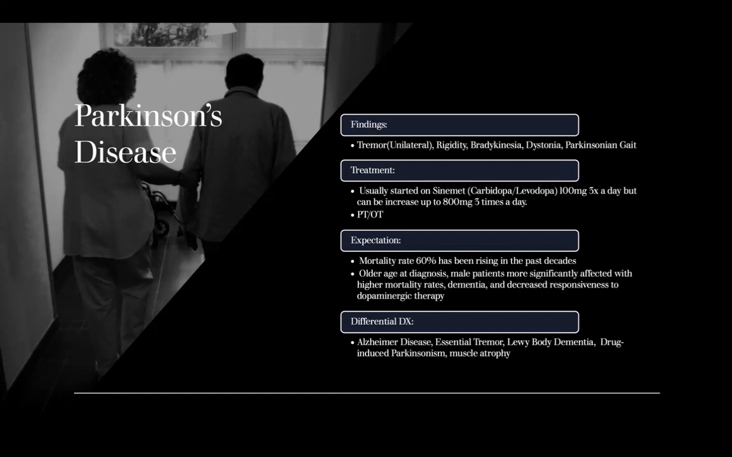The expectation of Parkinson's disease, or how it goes along with them: mortality rate is about 60% and has been rising in the past decades. The older the age at diagnosis, obviously the higher the risk of mortality. Male patients are more significantly affected with Parkinson's disease and have higher mortality rates than females. Dementia often goes hand in hand. It can decrease responsiveness to the dopaminergic therapies, so some people just don't respond very well to Sinemet over time.